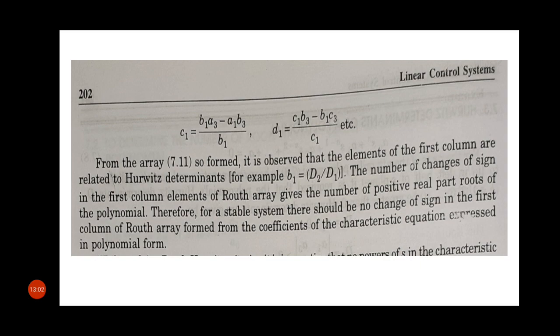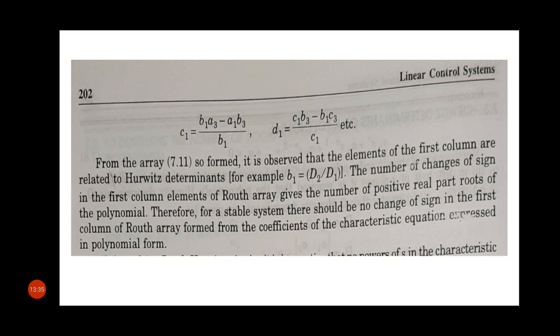So from this array, that means here I have given the Routh array 7.11, this is the equation number. From the array 7.11 formed, it is observed that the elements of the first column are related to Hurwitz determinants. For example, b1 is equal to d2 by d1.